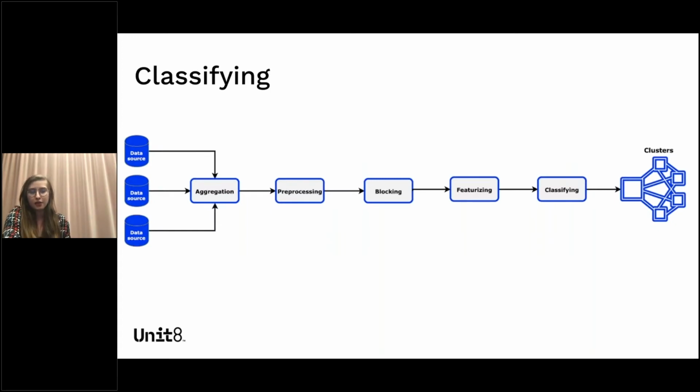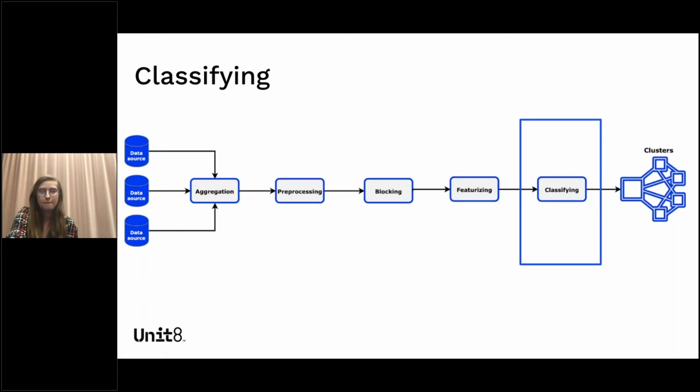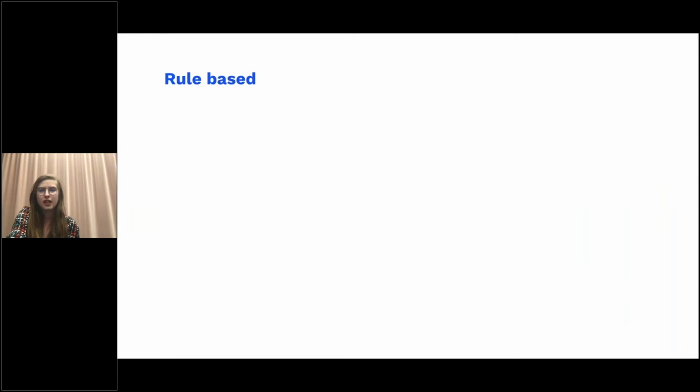So now we finally have our features. We're going to use those for classifying. This is the stage where we actually say, are these two pairs the same? And we can do that in a couple of ways. We're going to look at 3 architectures today for that.